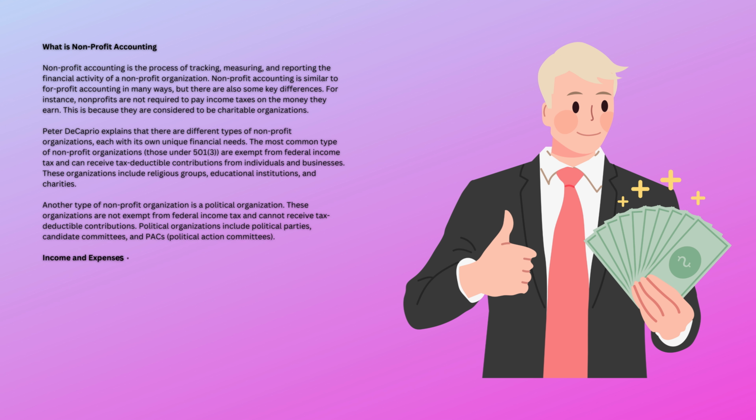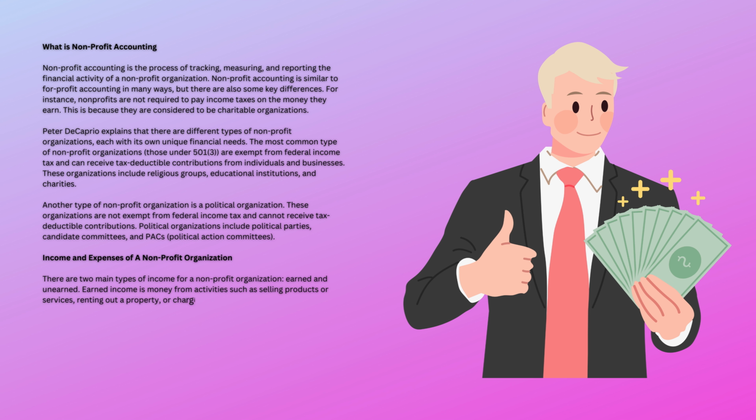Income and expenses of a nonprofit organization. There are two main types of income for a nonprofit organization: earned and unearned. Earned income is money from activities such as selling products or services, renting out a property, or charging fees for events or classes. Unearned income is money that is donated to the organization.